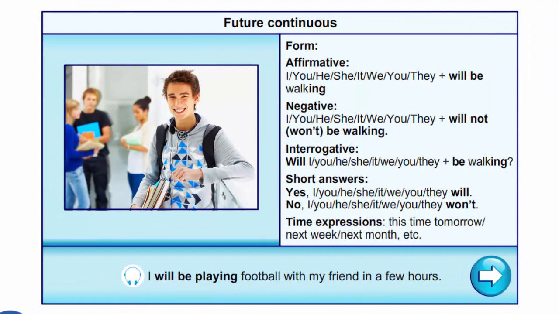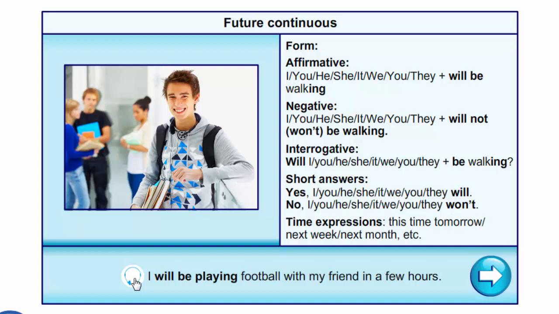Future continuous is formed with will be plus ing to the main verb. In negative, you will say will not be with the ing verb. In interrogative, you will say will before the subject in the sentence. Short answers are yes, I will, or no, I won't.